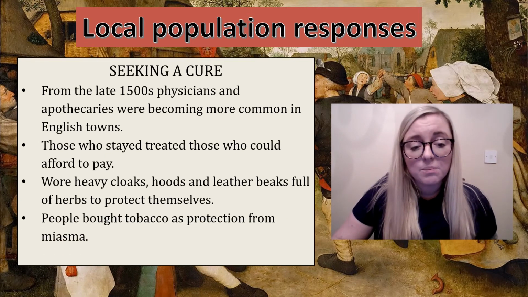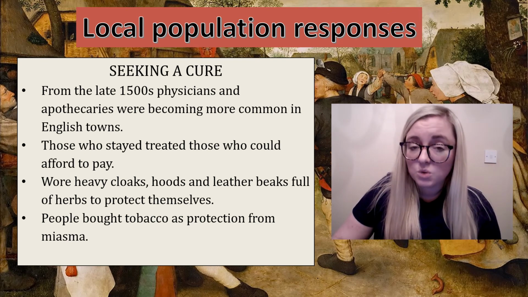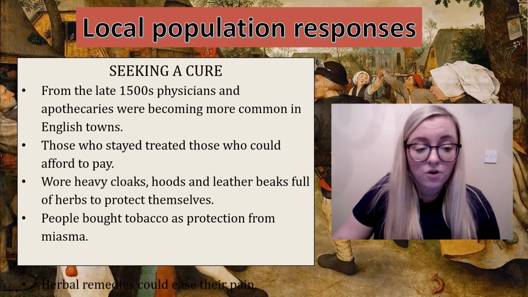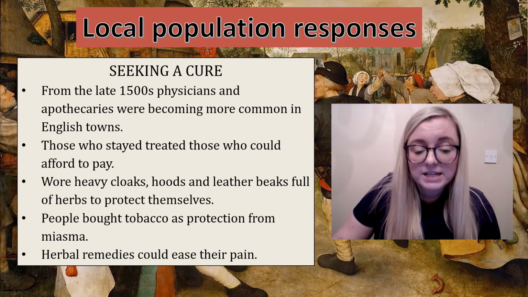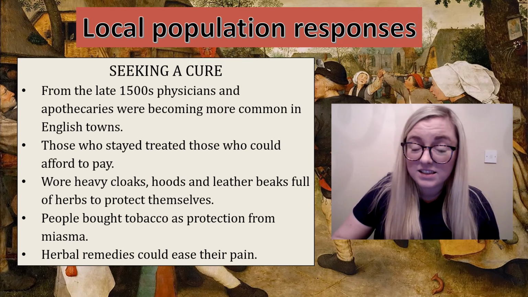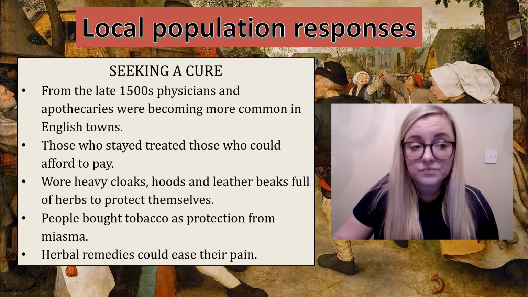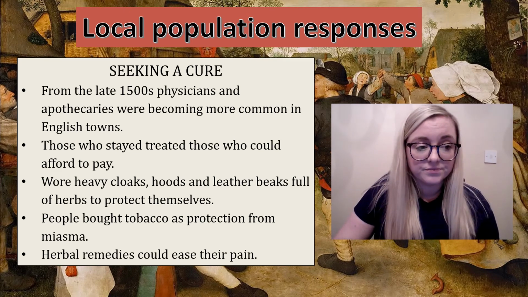And people bought tobacco products, which was, as we know, a new product in the early modern period due to trade and adventurers, to protect themselves from miasma. Herbal remedies could also actually ease the pain that they were going through. Pause this video, add to your storyboard with 3 or 4 bullet points and a picture.